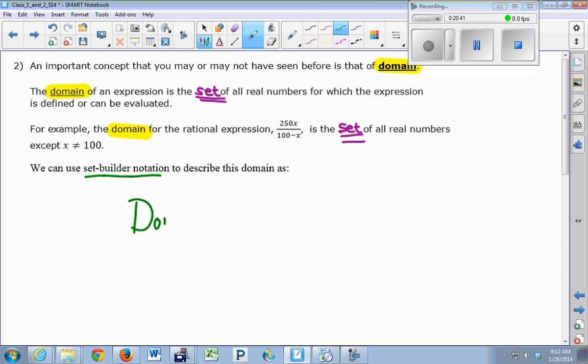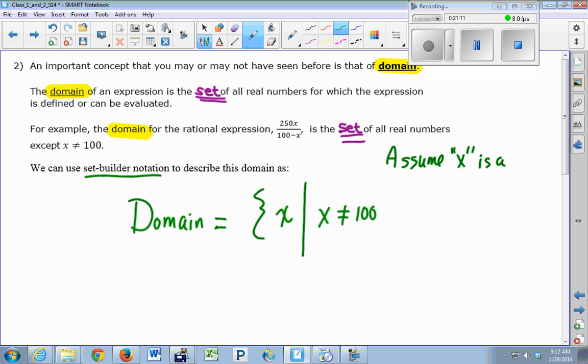So the domain for this expression can be represented like this. The domain is the set, so we have to use those fancy braces, of all x such that, so there's your vertical line, x does not equal 100. Remember, we already determined that x is a real number. That's assumed. We're assuming x is any real number. So when we say the set of all x, we're saying every single number can be plugged in here except 100.